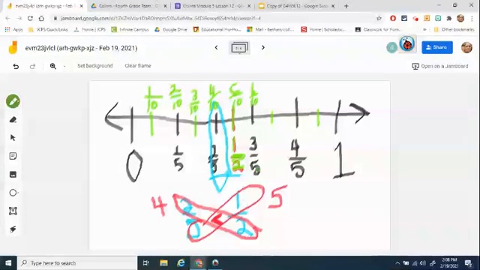6/10, so I've got 6/10 and 3/5. 7/10, 8/10, 9/10, and then 1/2 would be 10/10. So what we did is we found a common denominator.